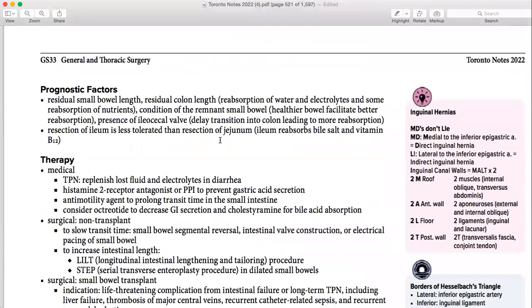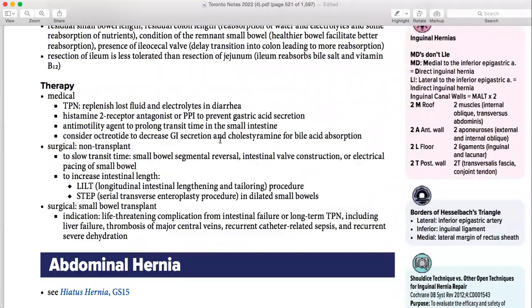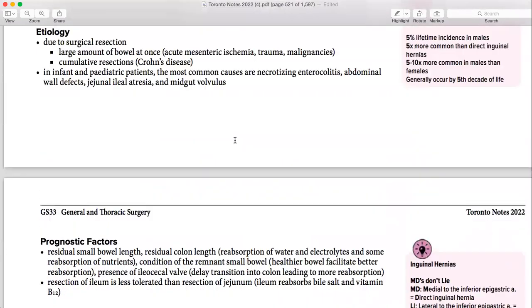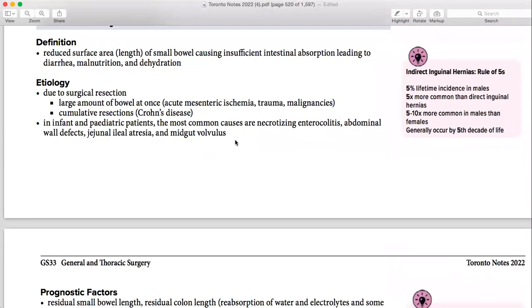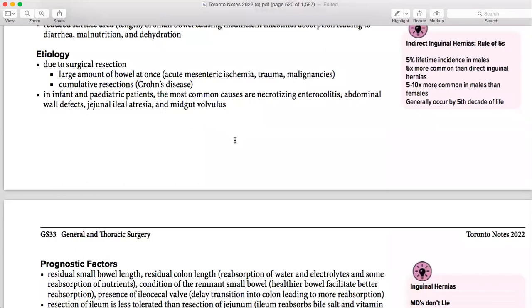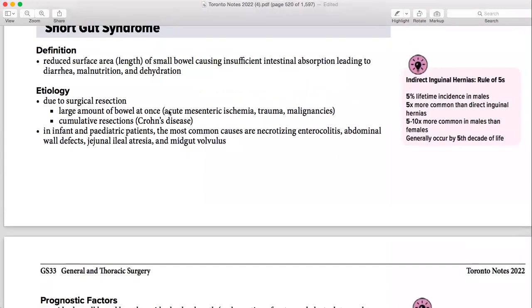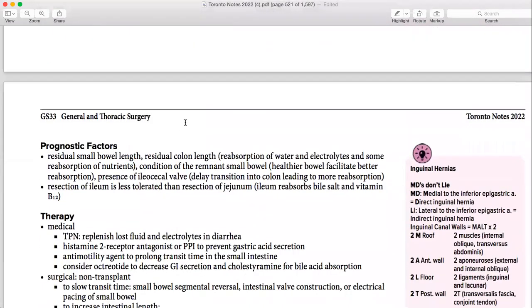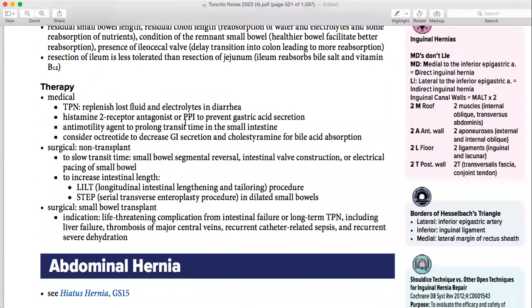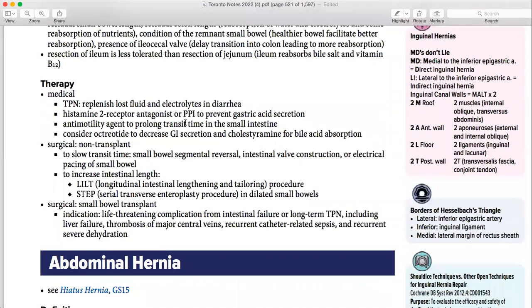Short gut syndrome, I would say there is something that is important in short gut syndrome, and I couldn't find it here. Maybe it's written in gastroenterology. So read short gut syndrome from there. There is something that is very important: how much is the length and how much of the length is cut down? So what is the problem that happened? You need to know those.